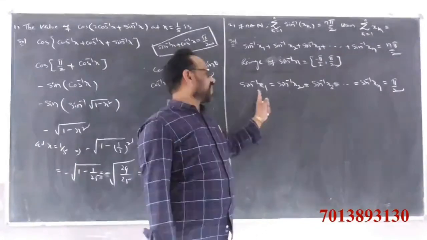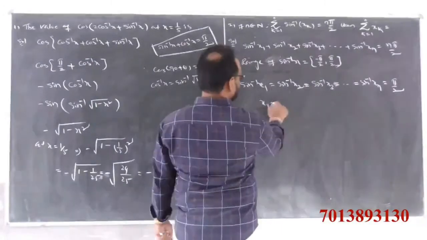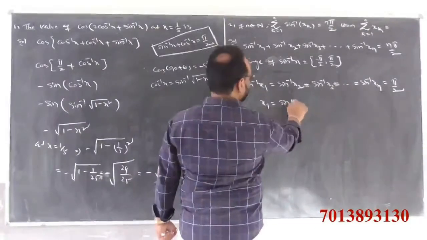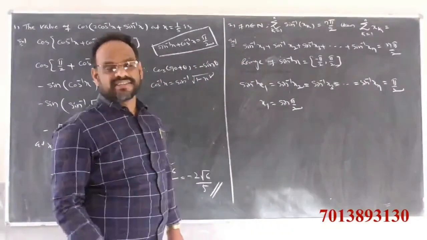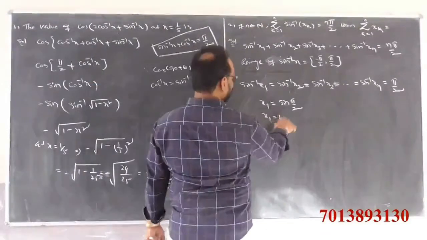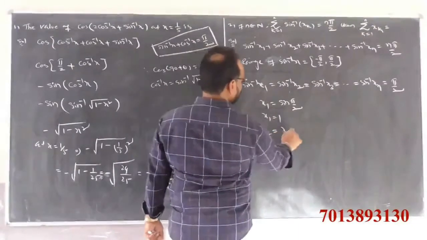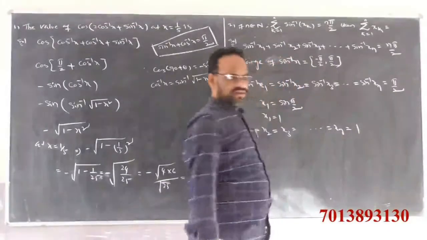What is the value of x1? Sin inverse of x1 equals pi by 2, so x1 is equal to sin pi by 2. Sin pi by 2 is sin 90. Sin 90 value is how much? 1. So we get x1 equals 1. So x1 equals x2 equals x3, up to xn, also equals 1.